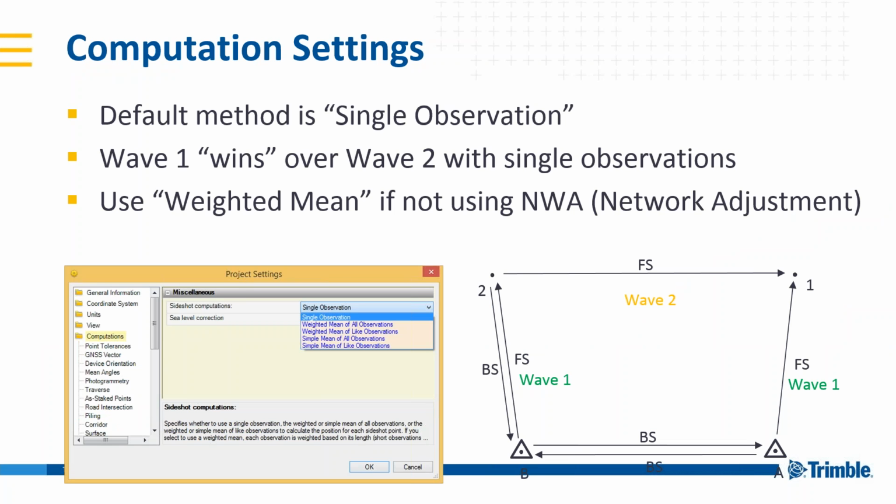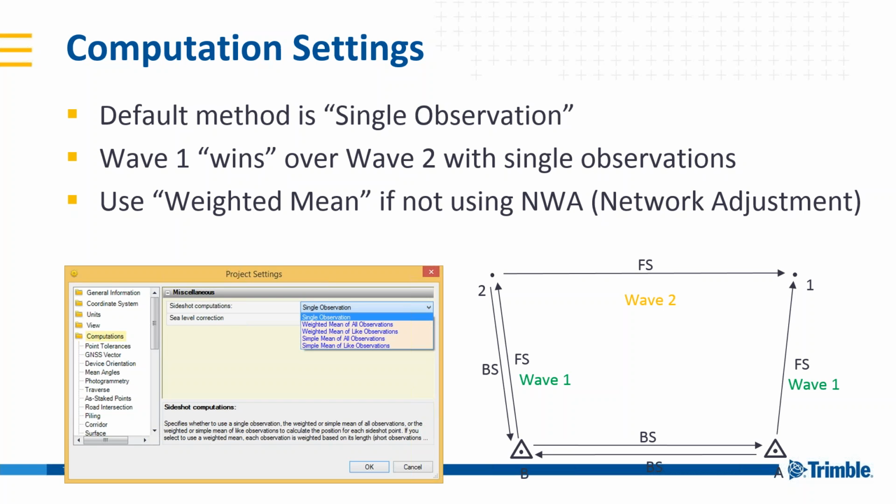Probably one of the most critical settings in TBC is this one here. So please take a note of this setting. Under the project settings, under computations, you will see a method for sideshot computations. There's multiple methods here, and the default one is the single observation. So in that example here on the right, where you have the wave 1 and wave 2 coming to the point 1, with the default method of the single observation, the wave 1 wins over the position of point 1.